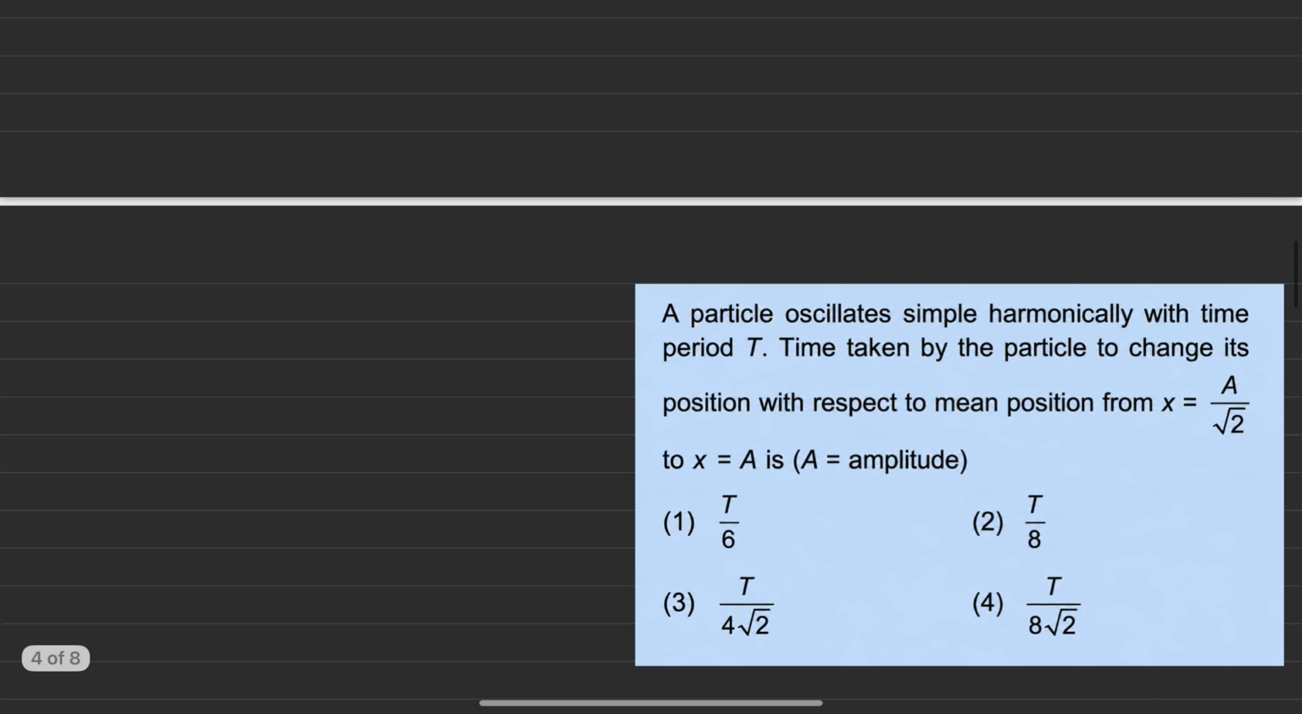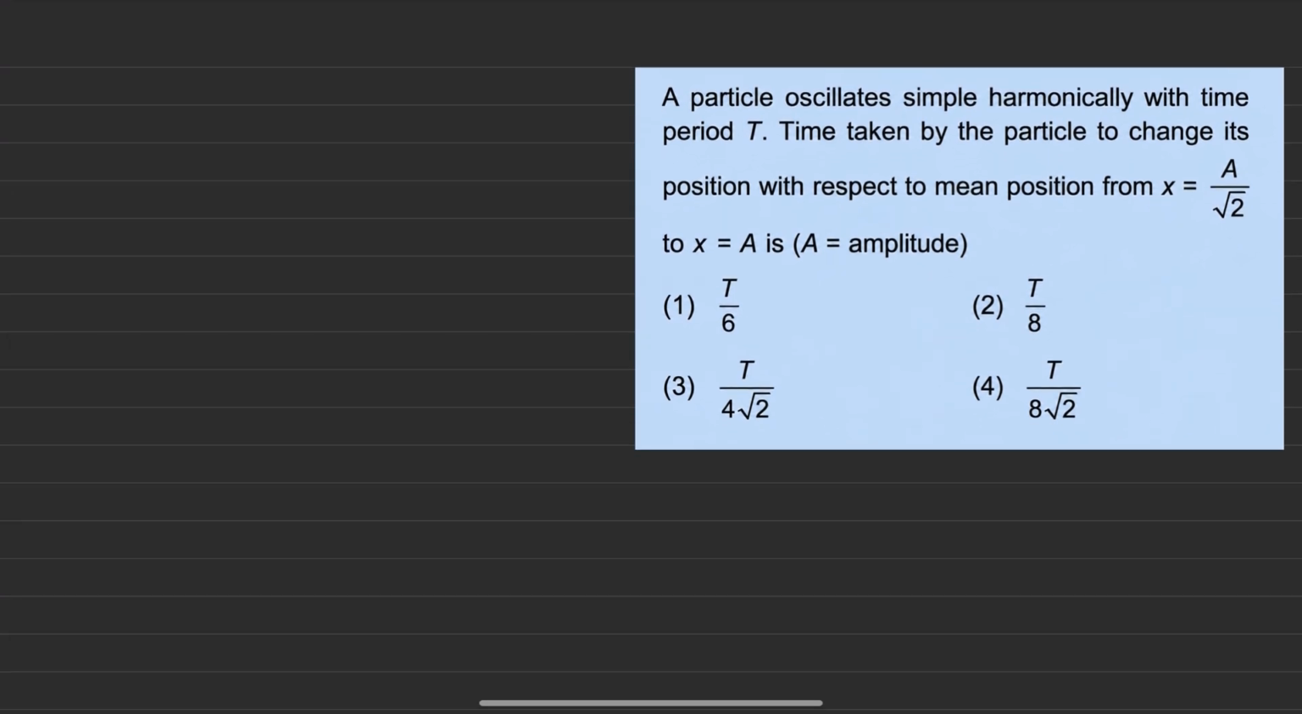Now let us go to the next question. In this question, they are saying a particle oscillates simple harmonically with time period T. Time taken by the particle to change its position with respect to mean position from x equal to A by root 2 to x equal to A. Just now we have discussed this particular concept. I told you must be able to get it in terms of angular displacement. In terms of angular displacement, it will look like what? A by root 2 means what? It will correspond to how much angle? Pi by 4. Then we have here A.